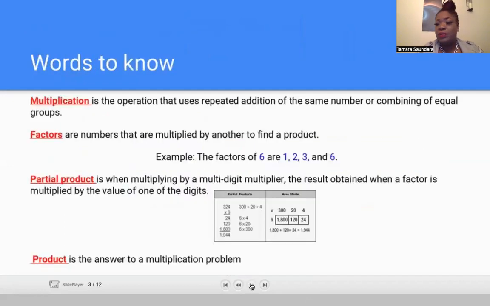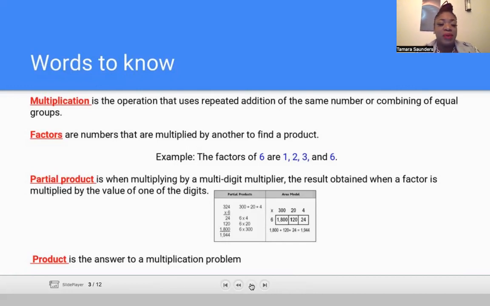And these are some words that we need to know. These are words that we've been using all year long. Most of them are on our word wall in the classroom, but I wanted to just remind you that multiplication is the operation that uses repeated addition of the same number or combining of equal groups. And then we've been looking at factors, and factors are numbers that are multiplied by another to find a product. For example, the factors of 6, remember we always give them in pairs, 1 and 6 and 2 and 3.